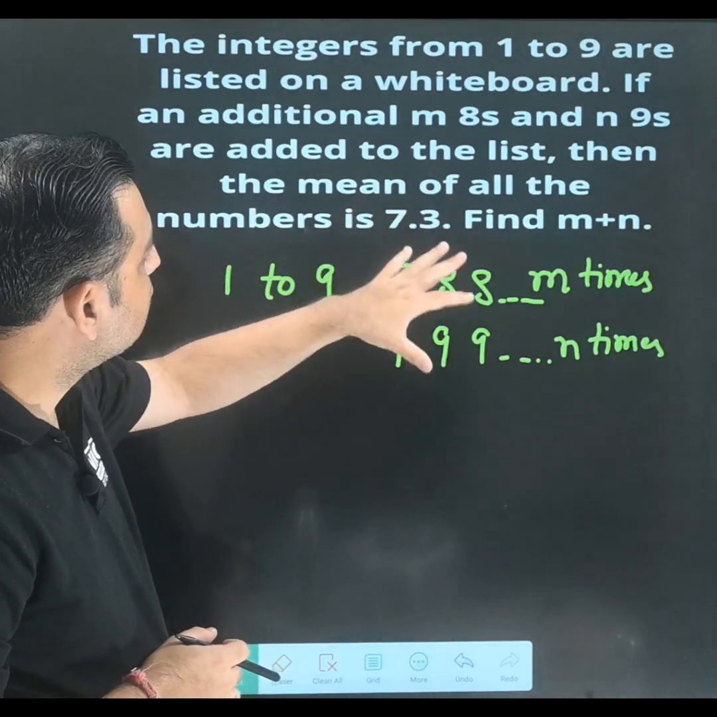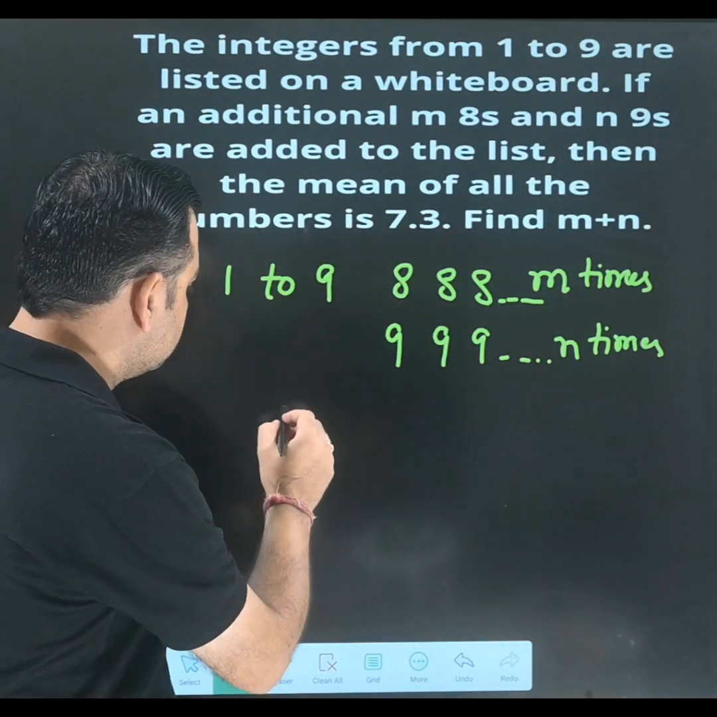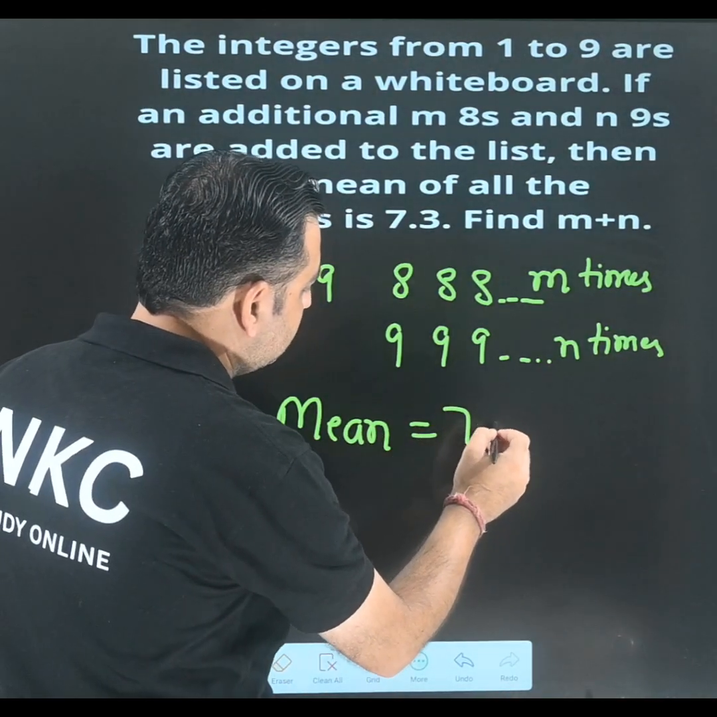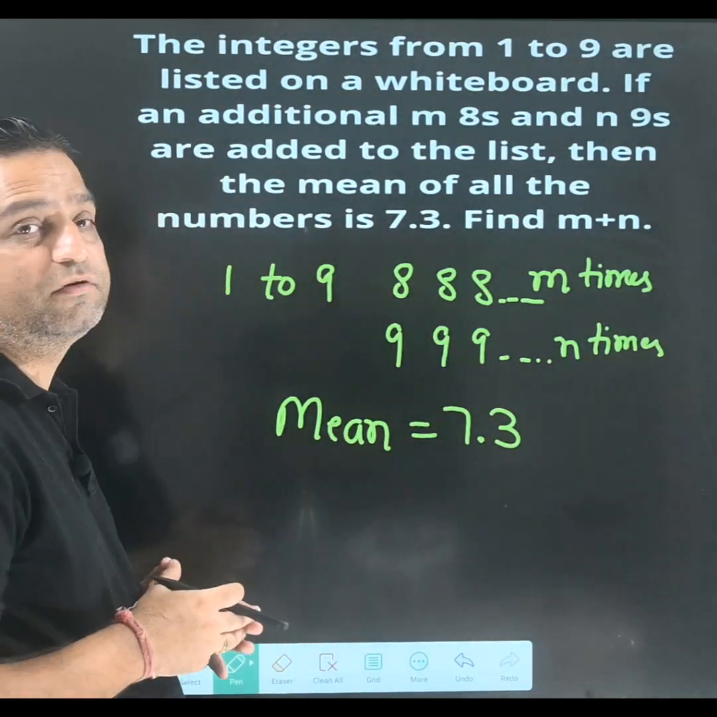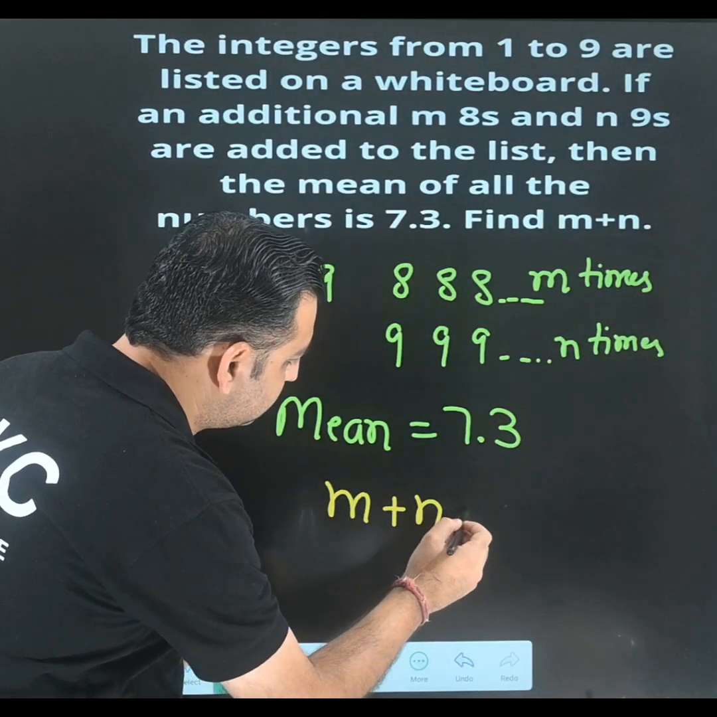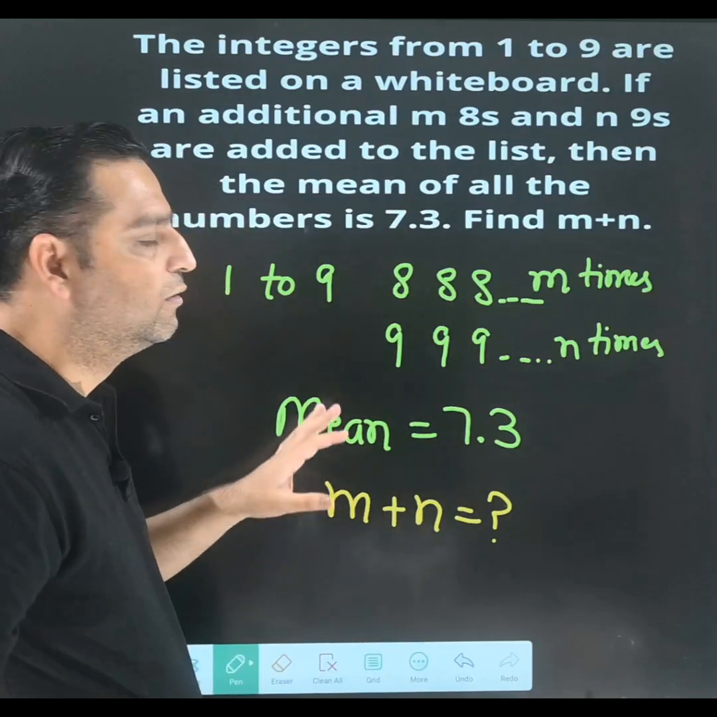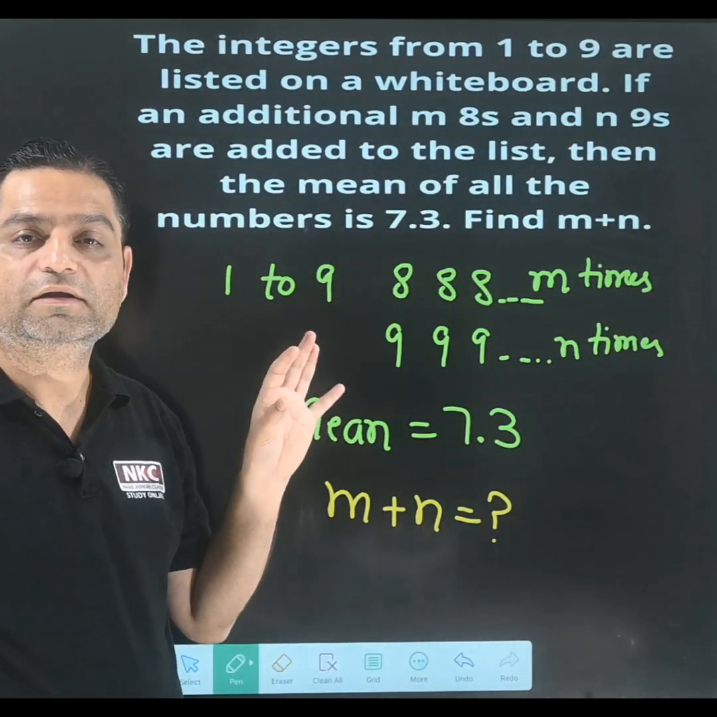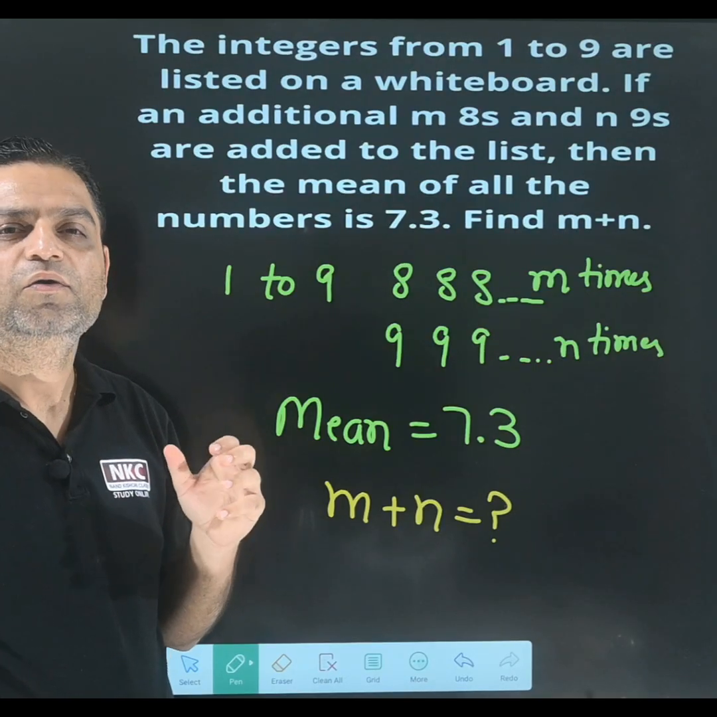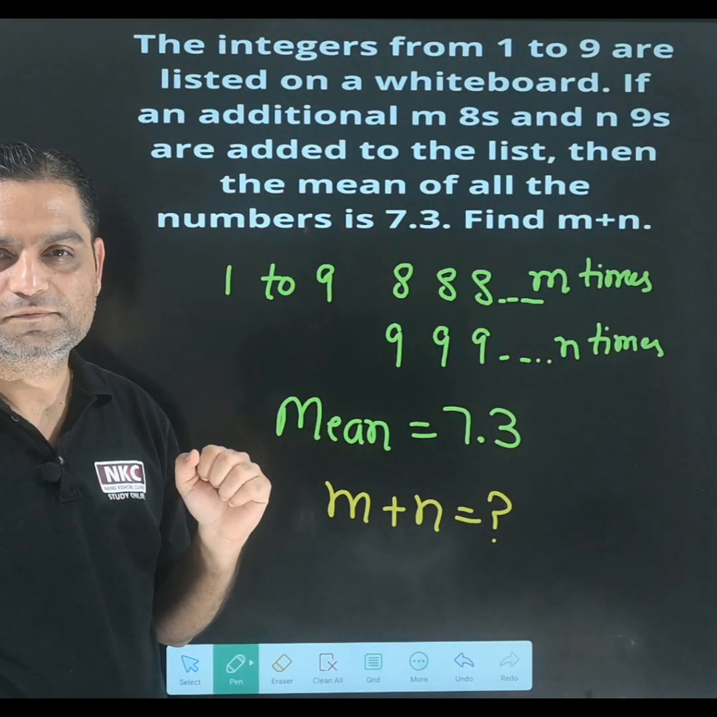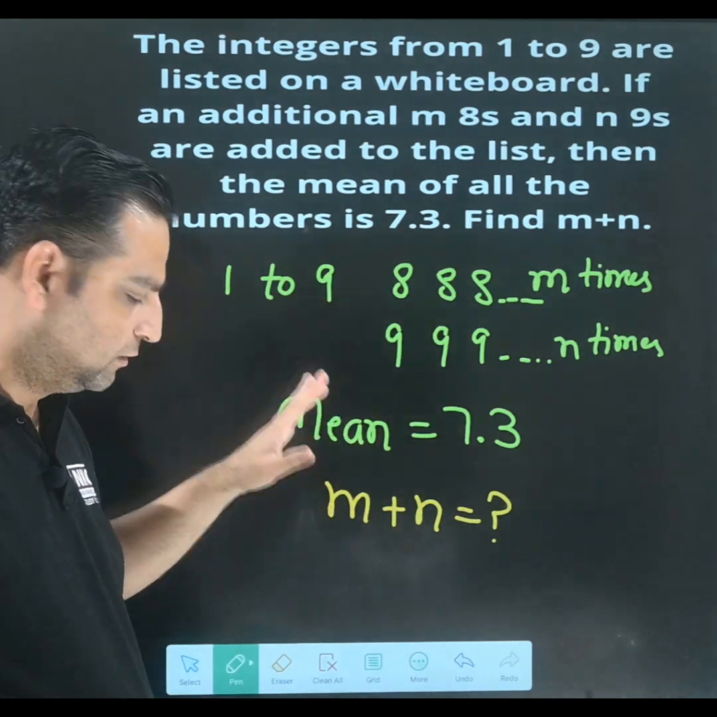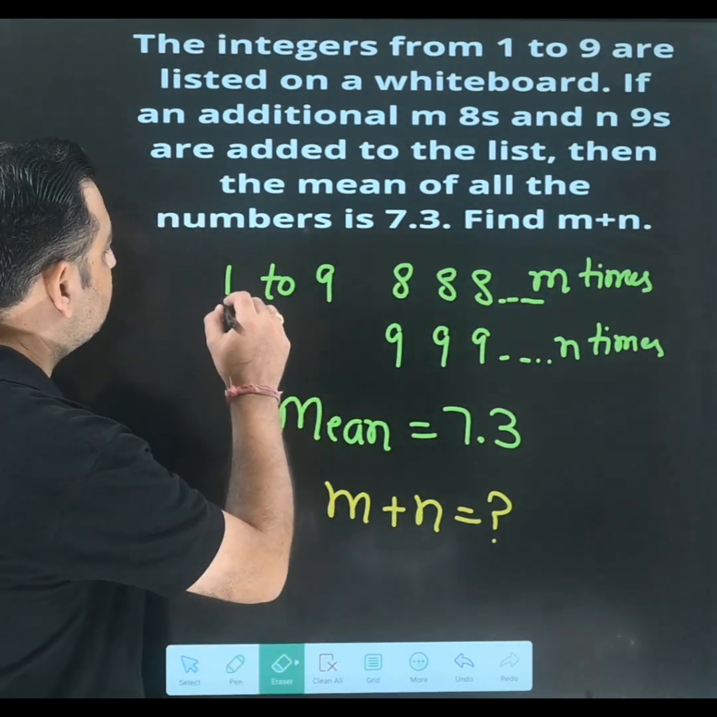Then the mean of all these numbers is 7.3. Finally, what is given? The mean of all these numbers is 7.3 and we need to find the value of m plus n. I hope first of all you are clear with the statement, because statement understanding is very important. Only then can we decide how to proceed. Fine. Now we have all this data. Okay. Now what is the formula to find the mean?